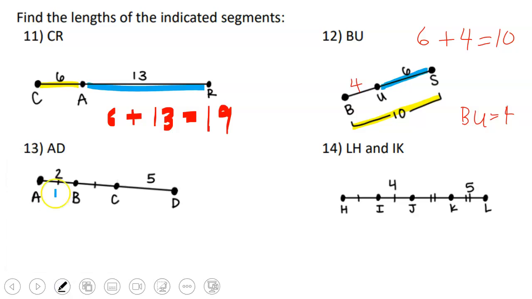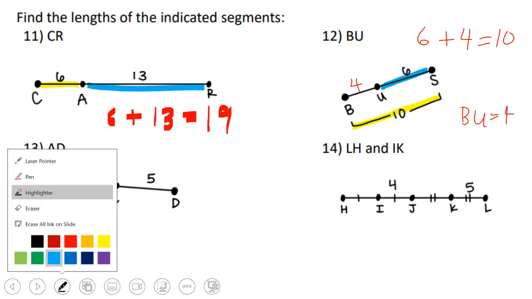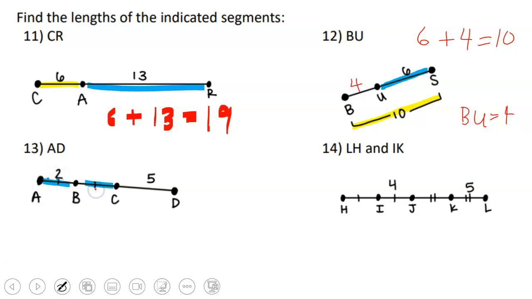Another mathematical convention is if two segments are congruent, we put a little tick mark on them. So this little tick mark here is showing that these segments are the same size, which means that since AB is 2, BC also has to be 2. And then if I want to figure out the length of AD, I'm going to have to add up all of those segments. So I have 2 plus 2 plus 5. So AD is 9.